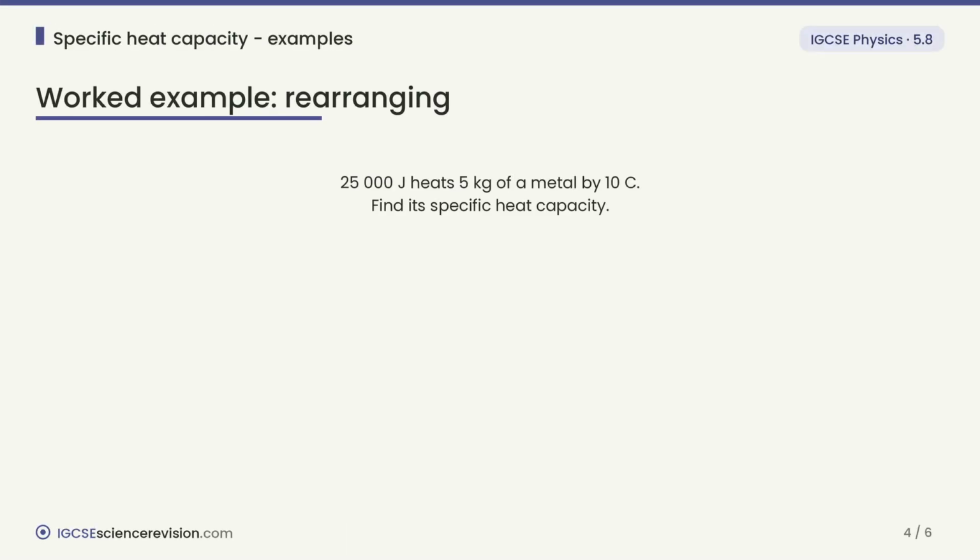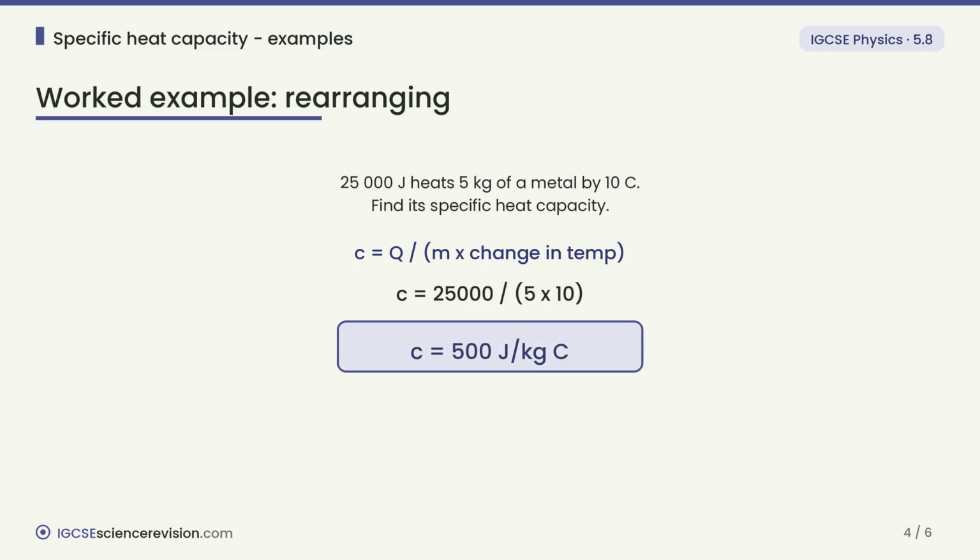Now a rearrangement. 25,000 joules heats 5 kilograms of a metal by 10 degrees. Find its specific heat capacity. Rearrange. c equals Q divided by mass times the temperature change. Substitute 25,000 divided by 5 times 10, which is 50. That gives 500 joules per kilogram per degree. Much lower than water, so this metal heats up easily.